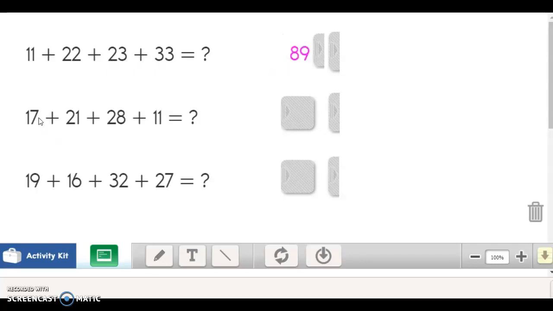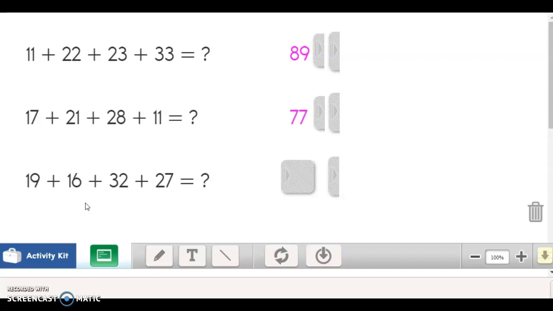Great. How about this one? I see a 7 and a 1, an 8 and a 1. 7 and 1 is 8. 8 and 1 is 9. So 8 plus 9 is 17. So we're at 17. Now let's get our tens in the tens place. 17. A 10 here. That is 27. 37, 47, 67, 77. Yes.